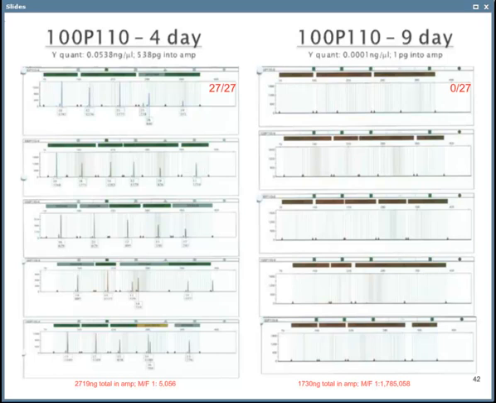So that makes sense. Now look at one of the 9-day samples, where we get no results, 0 out of 27 alleles. The Y-Quant value there was 0.0001 nanograms per microliter. When we added 10 microliters of that, we had 1 picogram into the amp. So we don't expect to get a result. We get no result. And at the bottom, it says 1.7 micrograms of total DNA, and the male-female ratio was 1.7 million to 1. So we didn't have a hope of getting a result there.